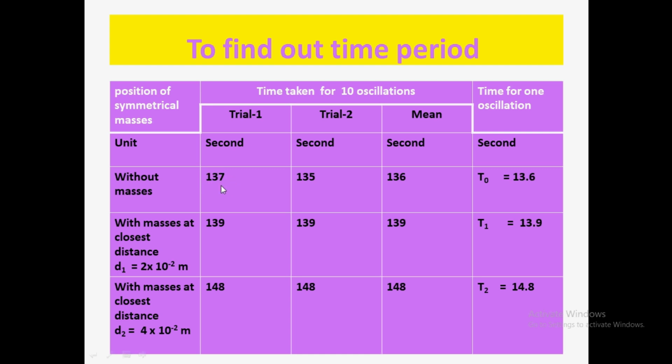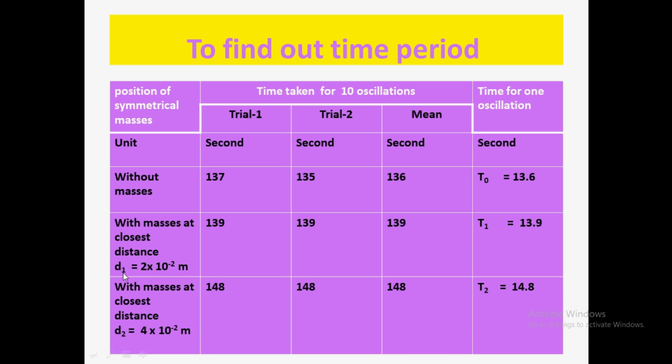It's around 137. This is trial 1. The same thing we do in trial 2 also. It comes around 135. Take the average; it comes around 136. From this we can find the time period for one oscillation: divided by 10, we get the answer. This is T0. What is T1? For T1, with the masses, we calculate the time period with the same procedure. For 10 oscillations we get the time like this. The same for trial 2, and the average is the same. So dividing by 10, we get 13.9 for T1.